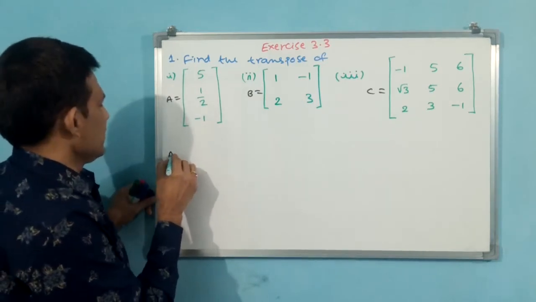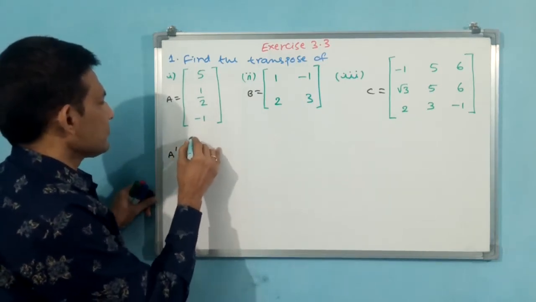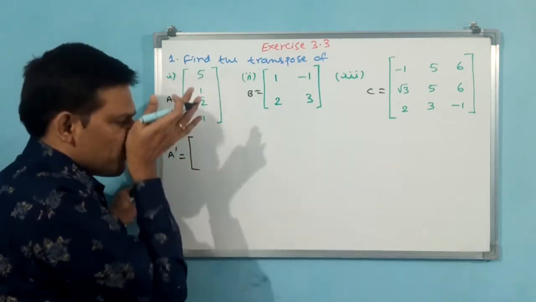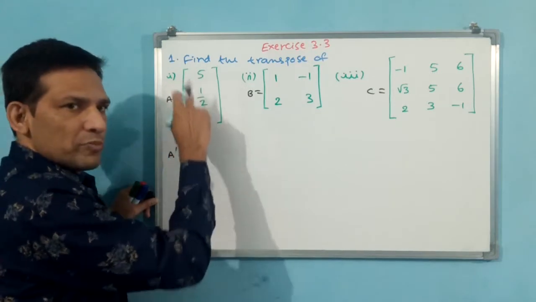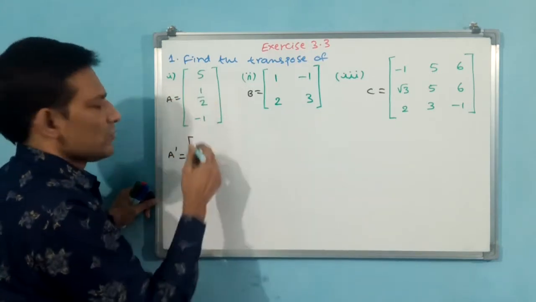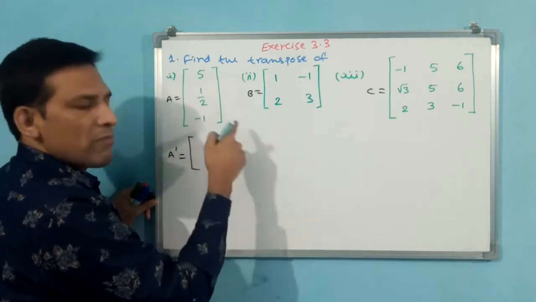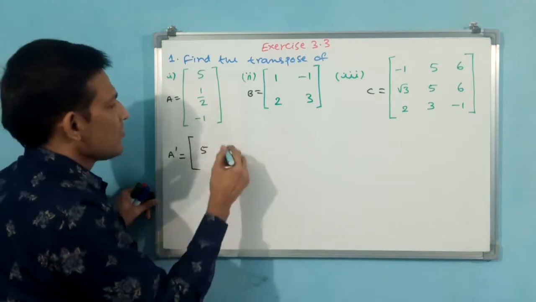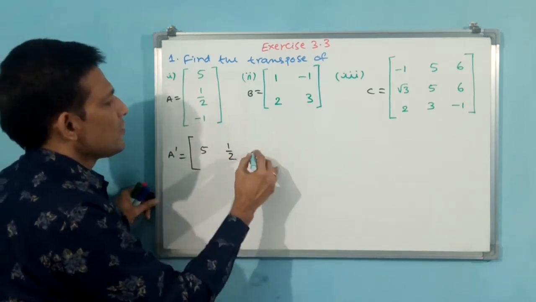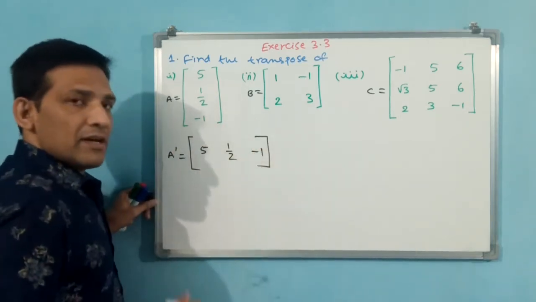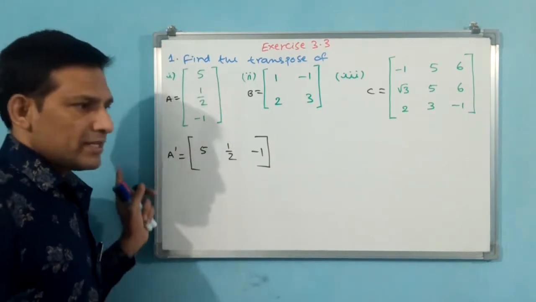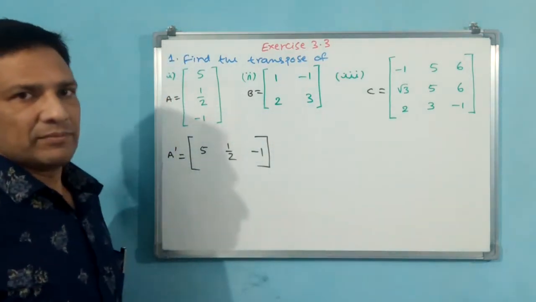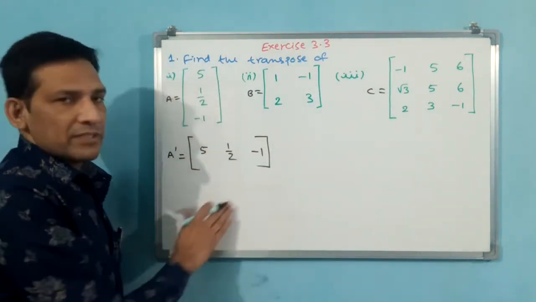Now finally what you have to write? Transpose. A transpose is equal to. Now see, this is a column. Now it is going to become a row. Why? Because three rows should become three columns. I am making three rows. You see, 5, 1/2, -1. 5, first row, first column I have made. Second row I have made the second column. Third row I have made the third column. Is it okay? Finally, if one single column is there, then it is going to become a single row. Any single row that is there is going to become a single column. Now we have finished this first part.